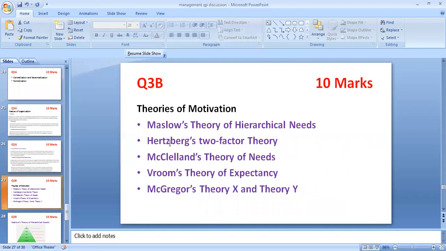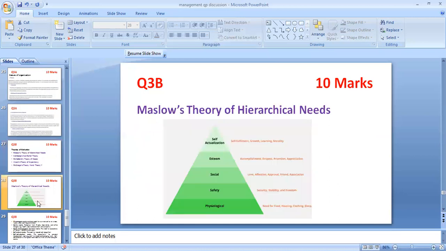Maslow's hierarchy of needs, Herzberg's two-factor theory, McClelland's theory of needs, Vroom's expectancy theory, McGregor's Theory X and Theory Y. Among these, we can say that Maslow's theory is the most popular. I think, as an engineering student, you should understand Maslow's hierarchy of needs theory. As you can see, it is a pyramid. In that pyramid structure, there are different segments.